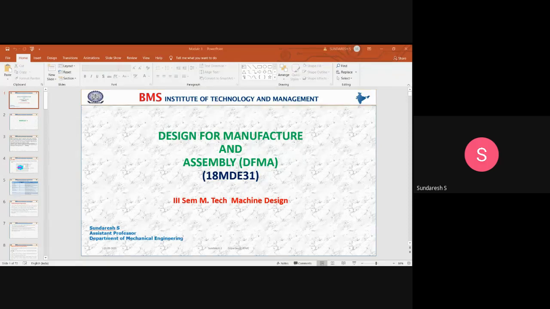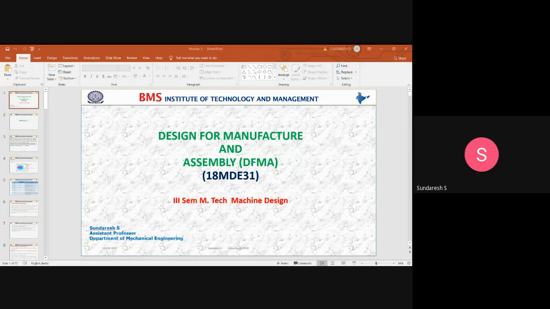So that he should get updated with his knowledge with respect to the manufacturing processes and the technology which will be available for him, so that he can adopt those things for the design of components, right? So in that respect, what we are doing here in this module 3 is discussing three important concepts.